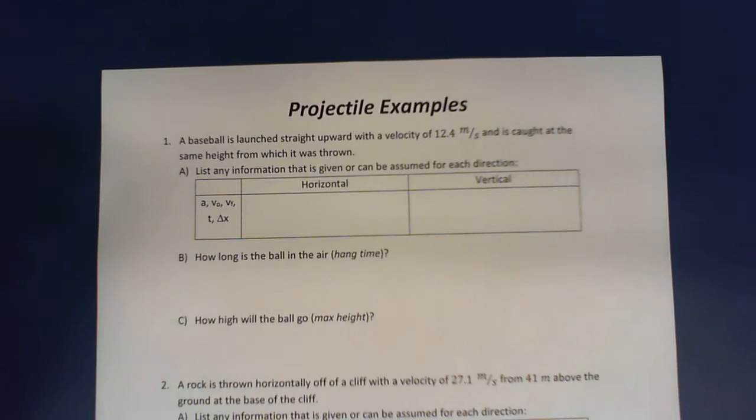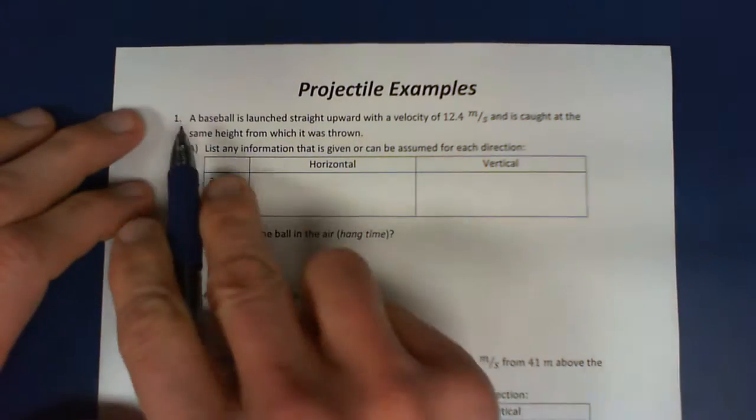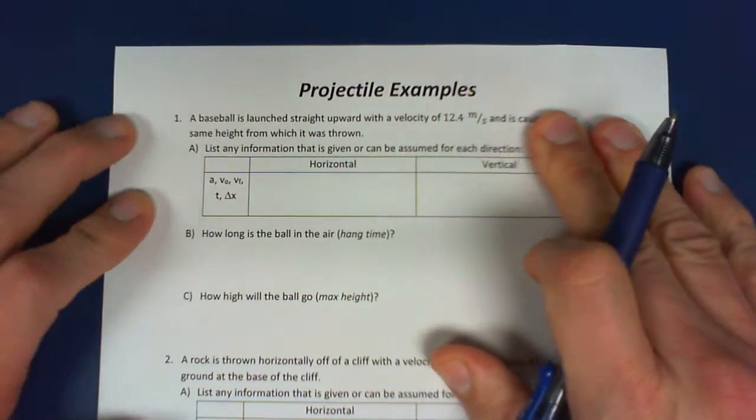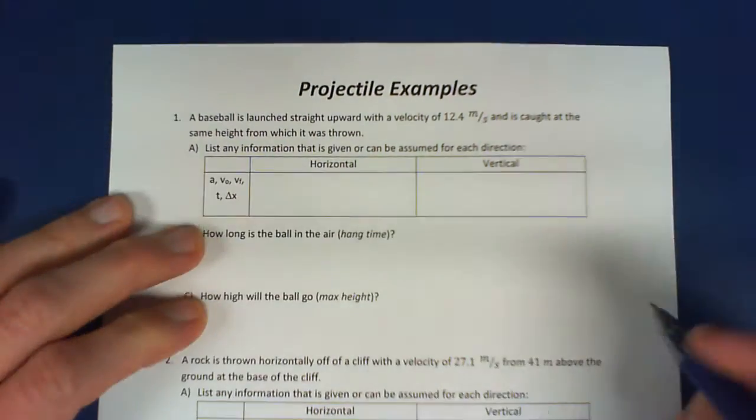All right, a couple more examples about projectiles. We have a baseball that's launched straight upward with a velocity of 12.4 meters per second and is caught at the same height from which it was thrown. All right, so we're going to list the information we know.